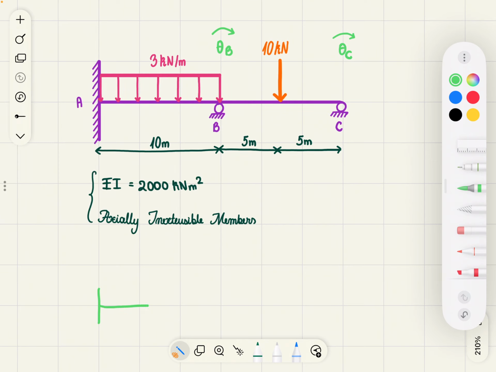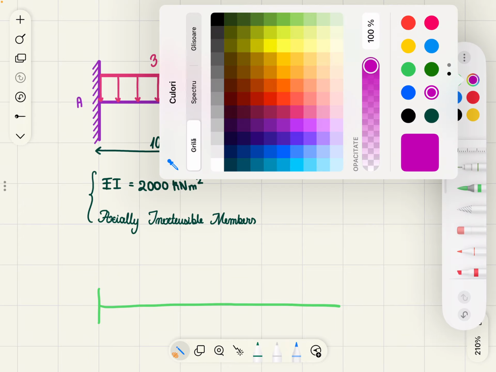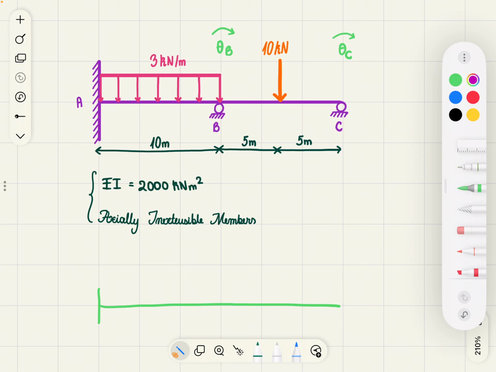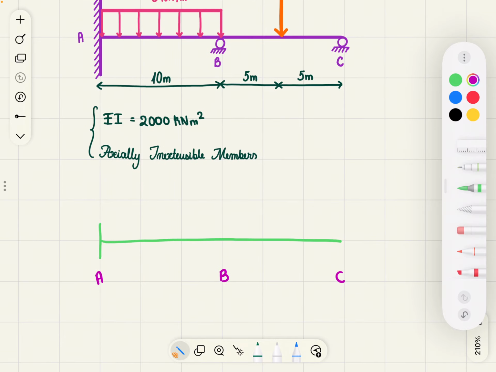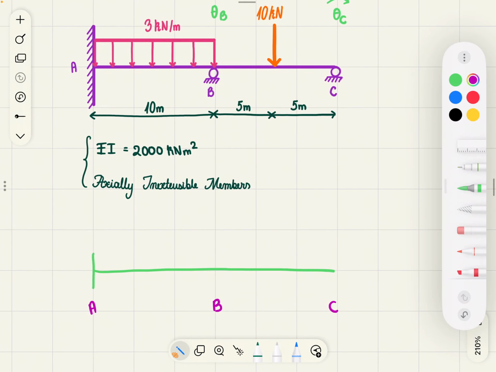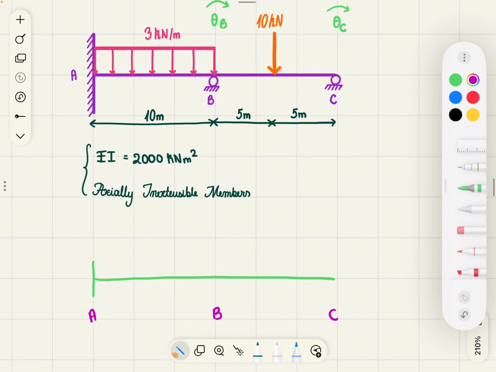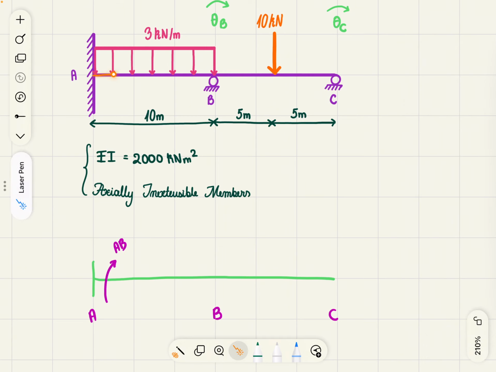So this is your structure. Where are we going to have end member moments? At A, B, C. We're going to have an end member moment called AB. And let's assume, once again, positive. I'll tell you why later. So this is end member moment AB. We also have end member moment BA.